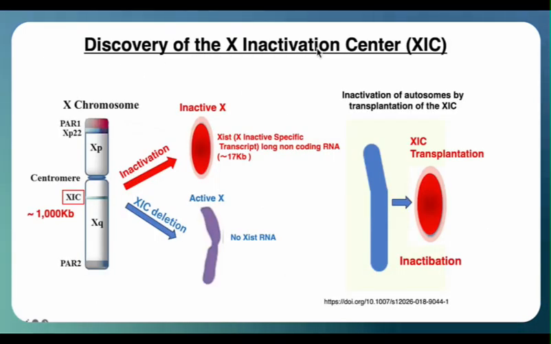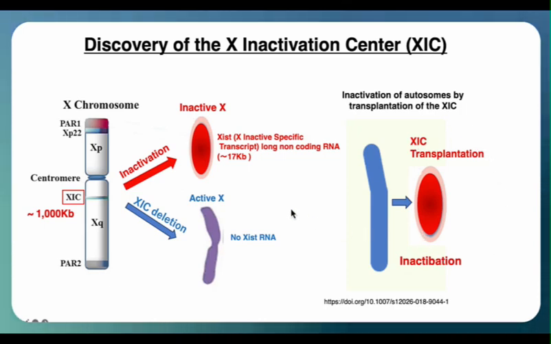Discovery of the X inactivation center. It was found, when a specific region on the X chromosome is deleted, such an X chromosome does not undergo inactivation. So, this region was named the X inactivation center. This region consists of approximately 1,000 kilobases. Furthermore, it was discovered, when this region is transplanted to an autosome, that autosome becomes inactivated.